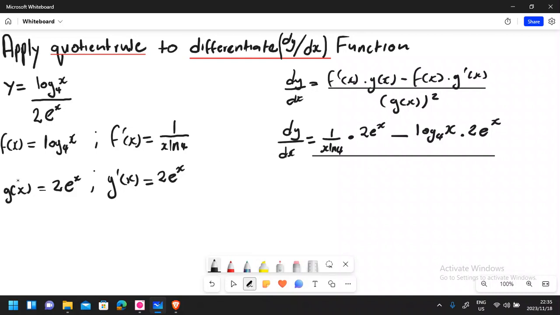So what is g of x? g of x is 2e to the power of x, now squared. Now it's time for us to rewrite this. The only thing that is left for us is to simplify. If we simplify this, it is going to be like this.